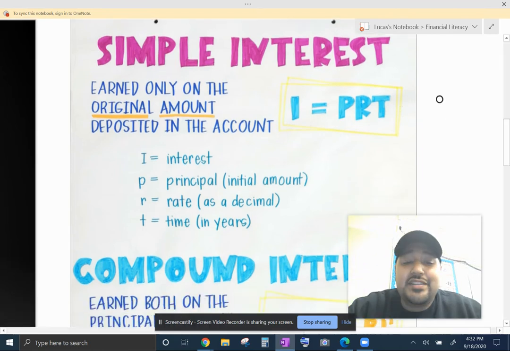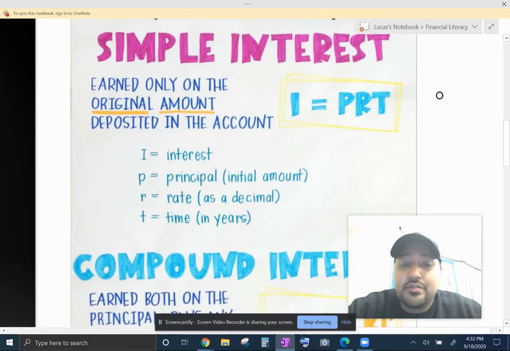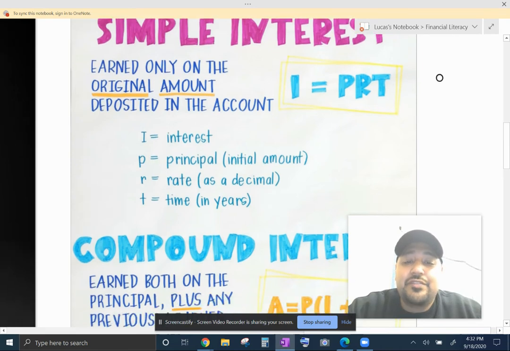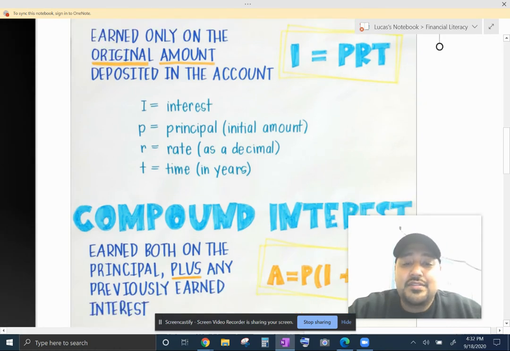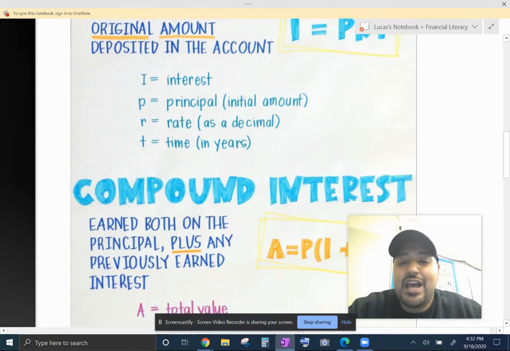I stands for the amount of interest earned. I equals interest earned. P stands for principal, the initial amount that you deposit or borrow. R stands for rate. It's expressed as a percentage, but when you calculate it, you'll need it as a decimal. And T stands for time, and time in years.